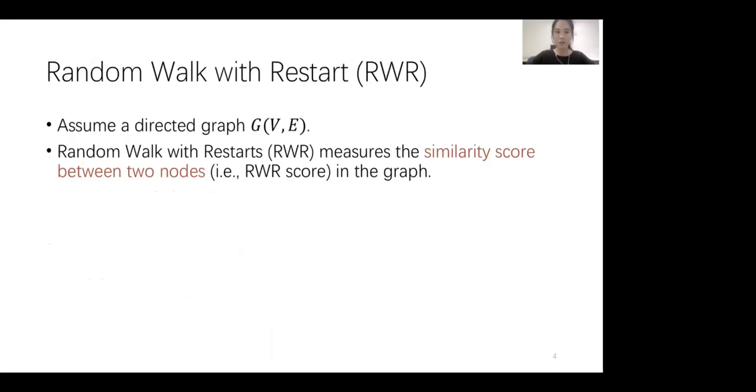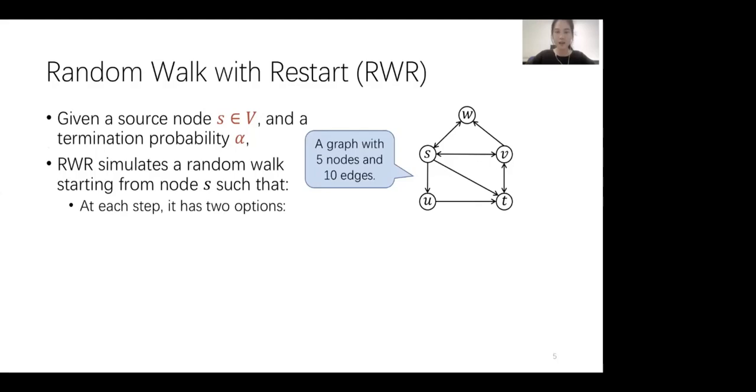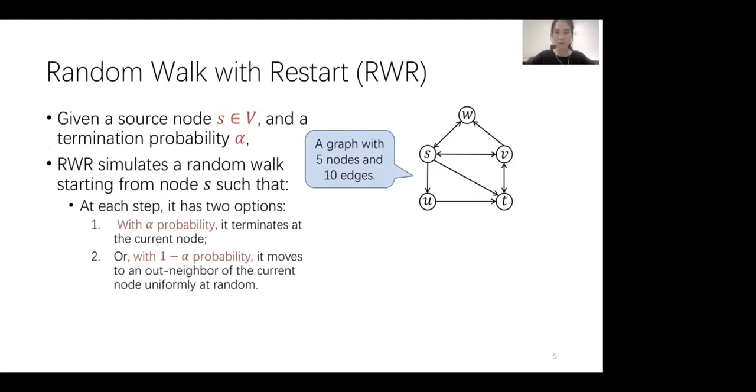Assume that we have a directed graph G(V, E), where V is the set of nodes and E is the set of edges. Random walk with restart will measure the similarity score between two nodes in the graph. Here, the similarity score is called the RWR score. Suppose that given a source node s in a graph and a termination probability alpha, random walk with restart will simulate a random walk starting from the source node s such that at each step he has two options. The first option is with alpha probability he will stop at the current node. And the second option is with 1 minus alpha probability he will move to an out-neighbor of the current node.